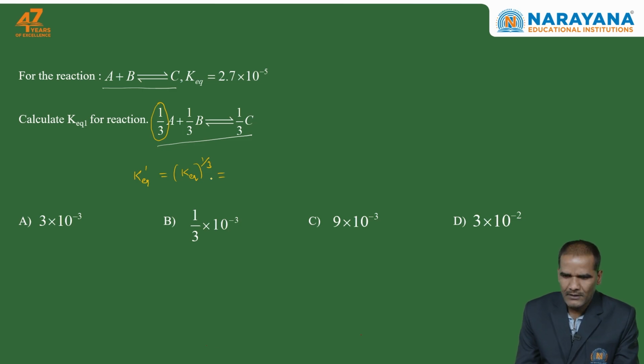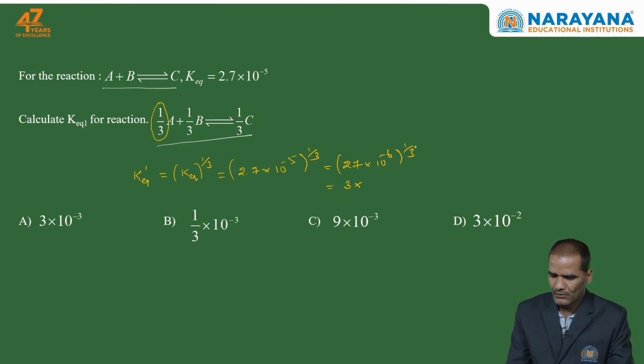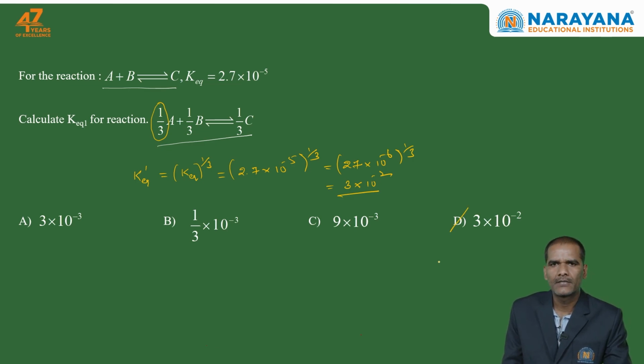The K equilibrium value is given in the question, that is 2.7 into 10 power minus 5, and this is whole power 1 by 3. And 2.7 can be written as 27 into 10 power minus 6, whole power 1 by 3. Now if we simplify this, 27 power 1 by 3 is 3, and 10 power minus 6 whole power 1 by 3 is 10 power minus 2. Hence for this question the answer is D, 3 into 10 power minus 2.